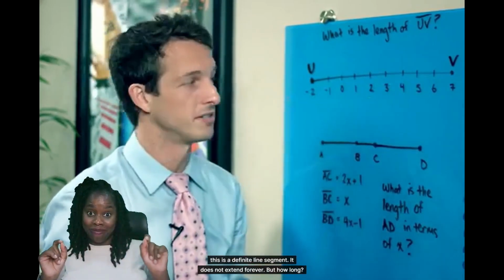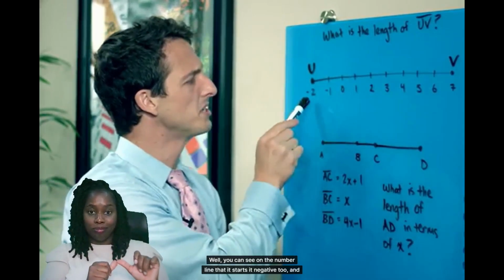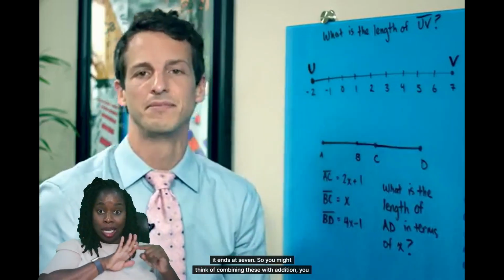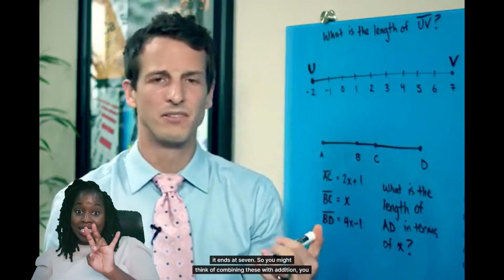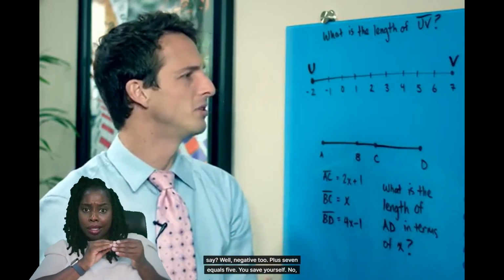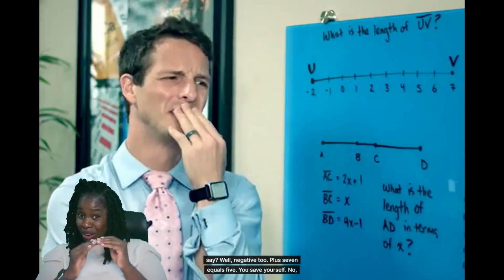It does not extend forever. But how long is it? Well, you can see on the number line that it starts at -2 and it ends at 7. So we might think of combining these with addition. You'd say, well, -2 plus 7 equals 5?